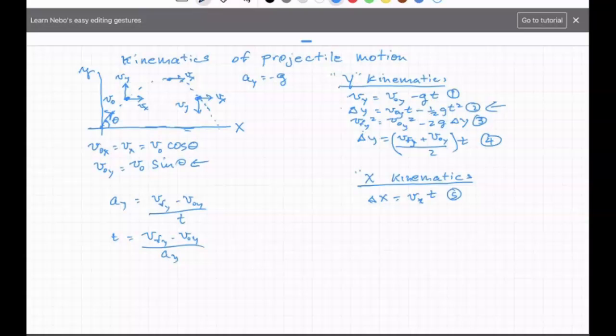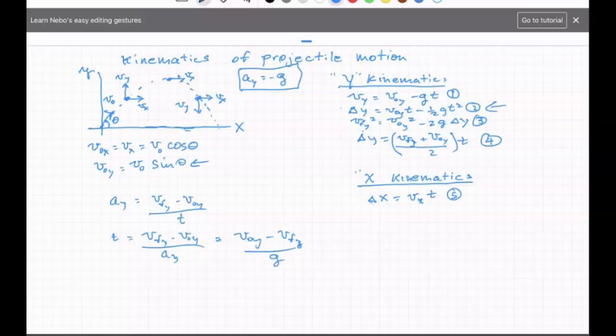And since the acceleration in the y direction is equal to minus g, then we rewrite the equation as v sub oy minus v sub fy over g, where we replaced a sub y with minus g, and then multiplied the numerator and the denominator by minus 1. Okay.